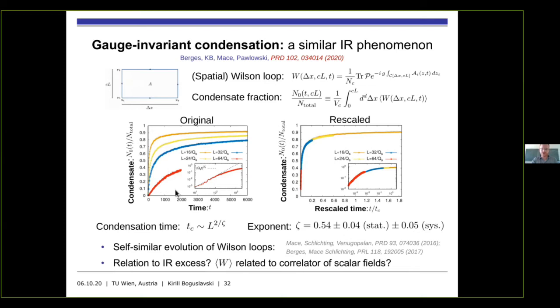So for different volumes, you see again those different curves. The larger the volume, the slower it actually grows, or the later it becomes constant. But you can again rescale the time with some condensation time, which is again diverging with volume, and you end up with a universal scaling form. And even here in the log-log plot, you also see that it's actually the same one. So even the exponent is the same as for scalar fields. So there are some imminent questions: first of all, what is the relation to the formerly seen infrared excess of your distribution of your correlation functions, and how is this condensation phenomenon related to actually scalar field theory?